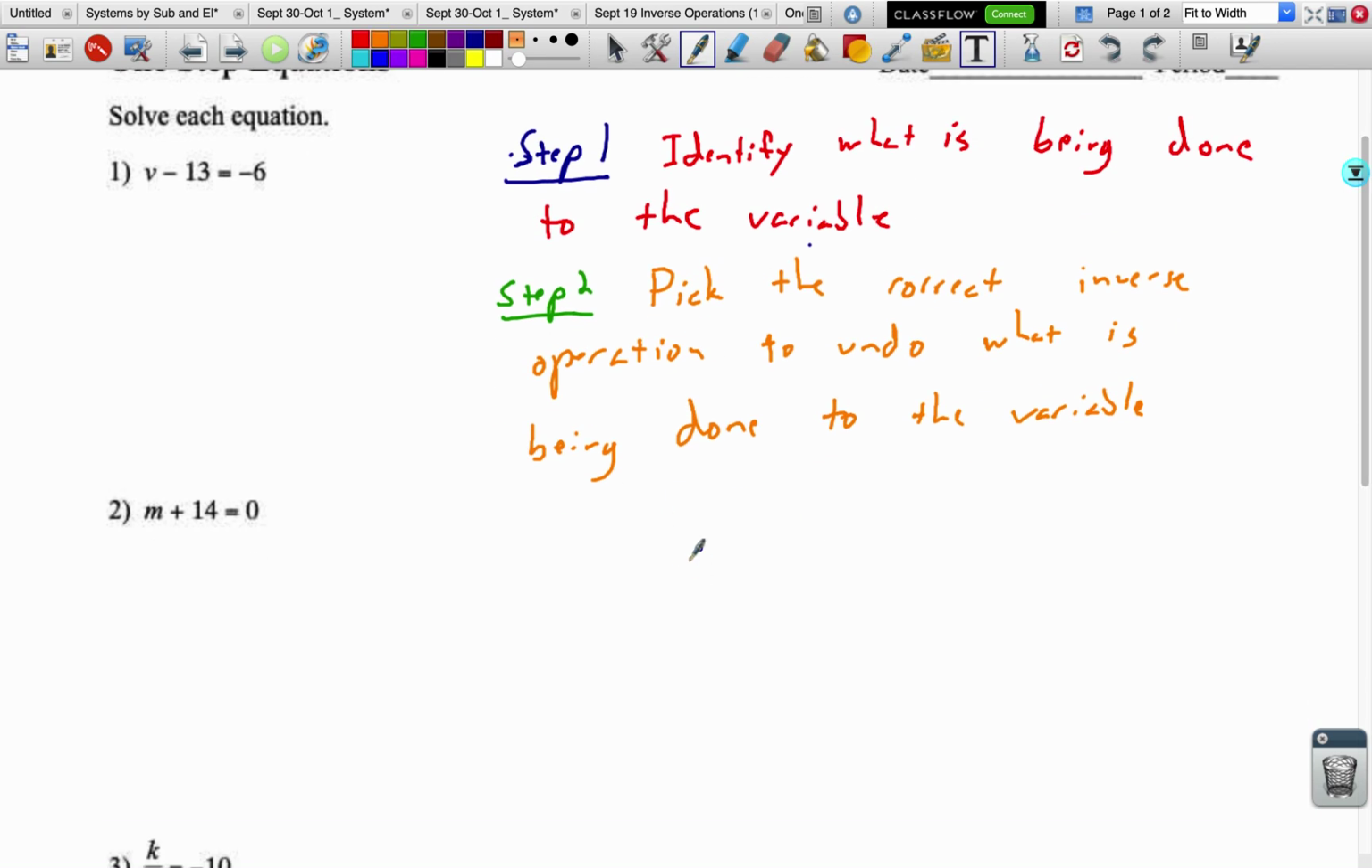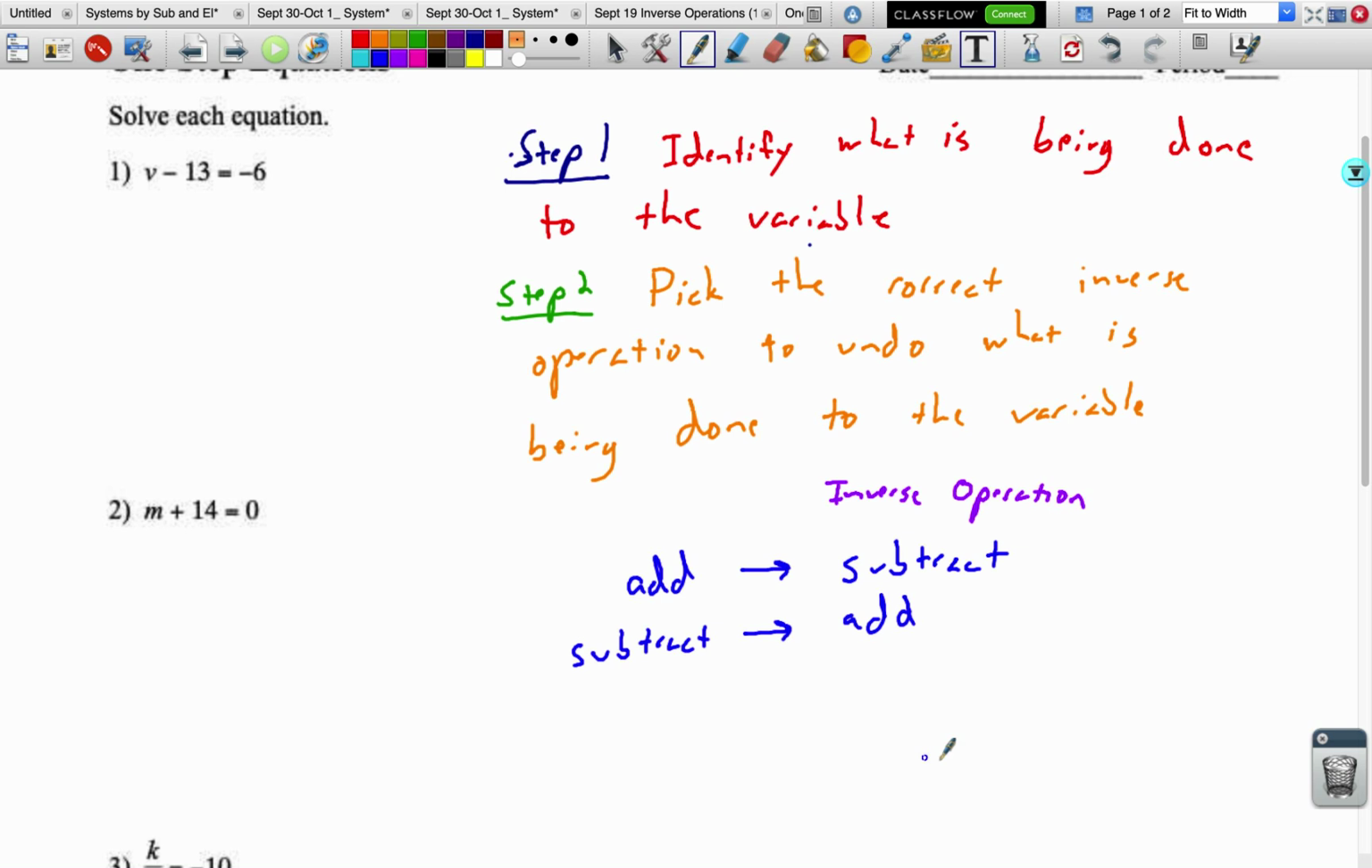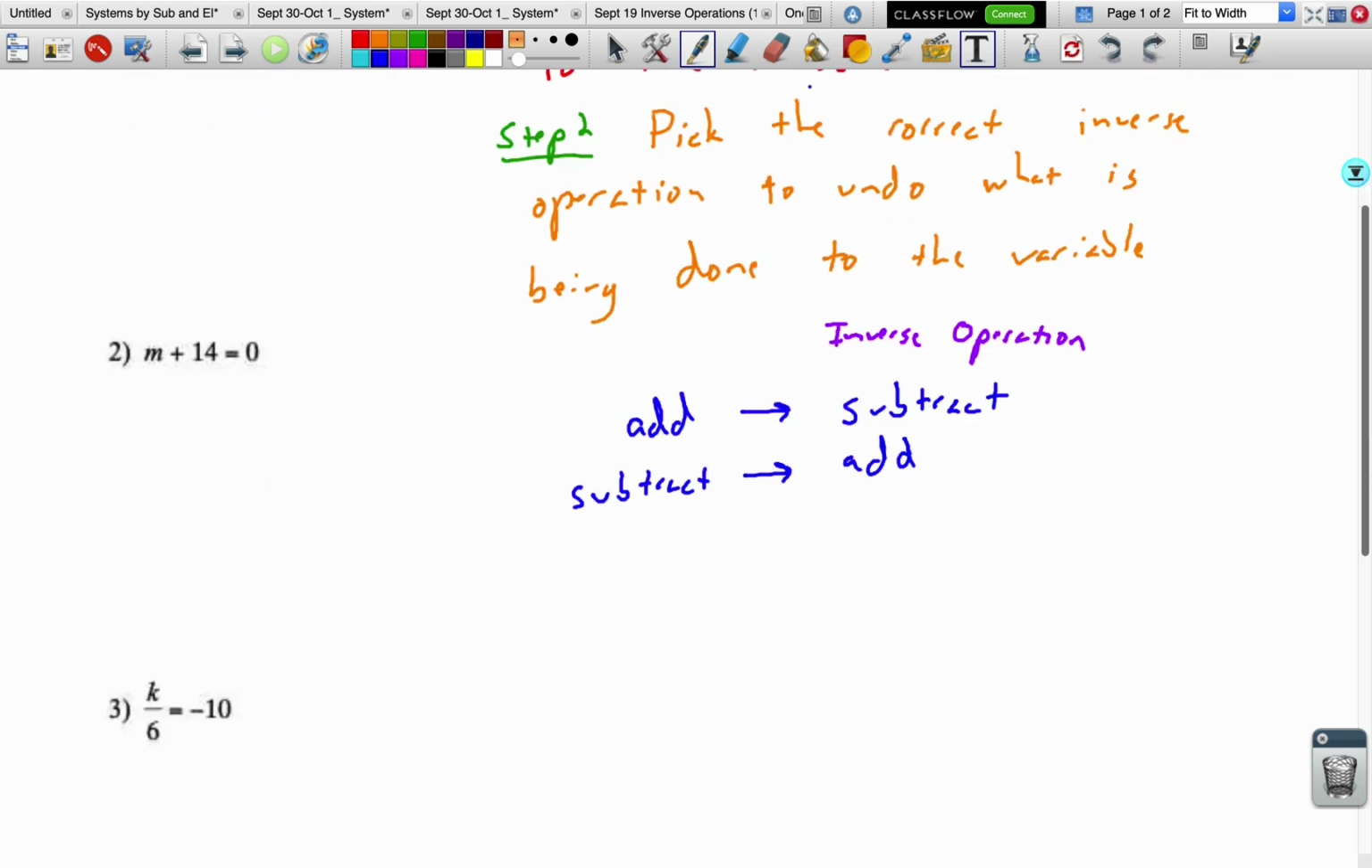So if I see addition, I'm going to use subtraction. So this here, this is the inverse operation. All right, if I see subtraction, I'm going to get rid of it with addition. So these two are inverses of one another. You get rid of addition with subtraction, you get rid of subtraction with addition.